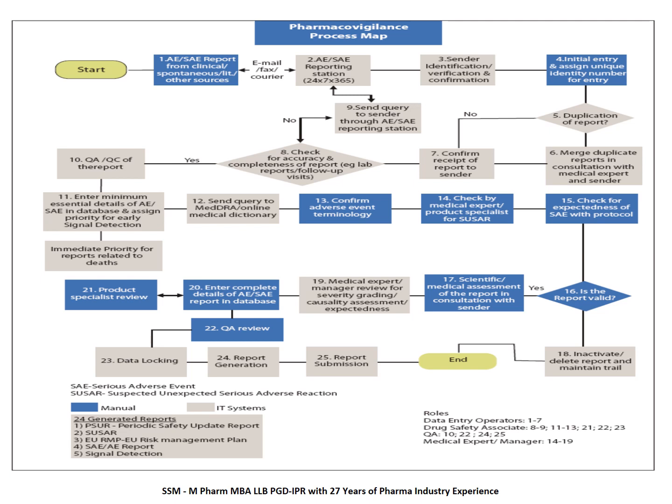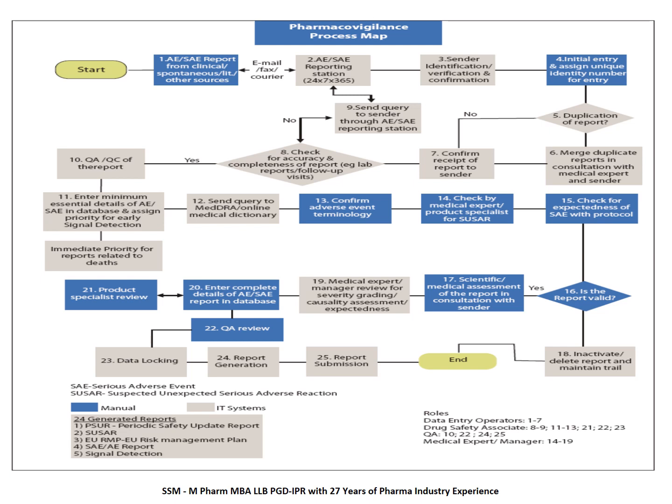So this reporting station works 24 by 7. Then sender identification and verification is done by this reporting station. Then initial entry and assignment of unique identity number is done, and then the report is checked for duplication. If there is a duplication, both reports are merged. Then confirm the receipt of the report to the sender.